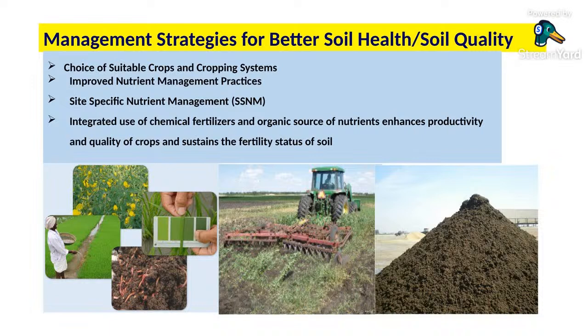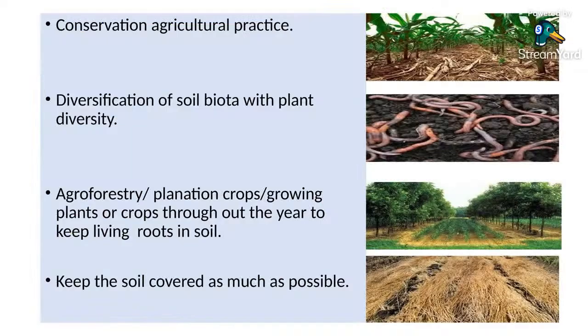Then the next one is the integrated use of chemical fertilizer and organic fertilizer. With the combination of organic and inorganic fertilizer, we can also enhance the soil health. Next one is conservation agriculture practices, which means farming techniques that promote soil health and environmental sustainability. It involves growing different varieties of the same crop. It improves the soil health and biodiversity.